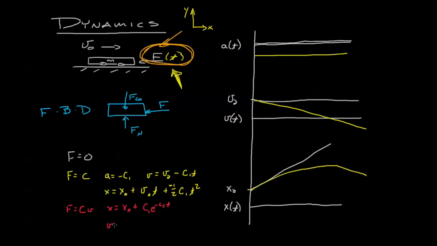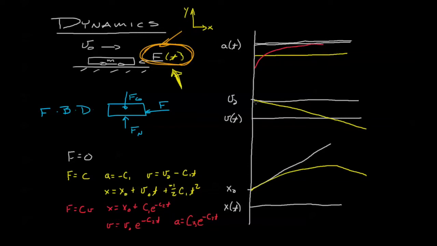And the velocity is v naught times e to the negative c2 t. And finally, the acceleration is some constant, we'll call it c3, times e to the negative c2 t. So we can see that we have a lot of exponential decay here. For acceleration, that exponential decay means that we're going to have a pretty high negative acceleration. It's going to decrease towards 0.